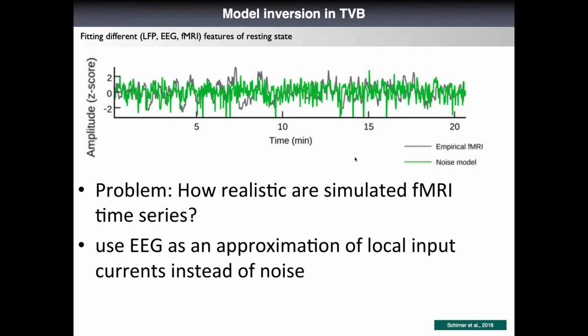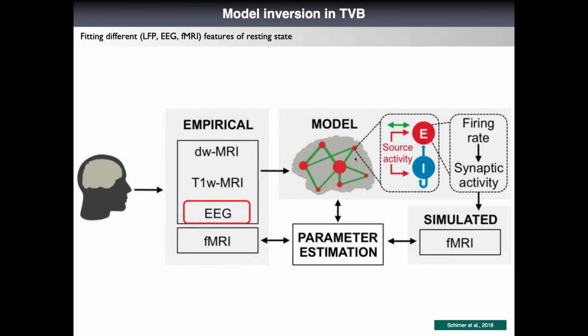In this case, what they did is first they asked the question, how realistic is the simulated fMRI time series we get from TVB? And then they had the idea of using the EEG as an approximation of local input currents instead of a Gaussian white noise.